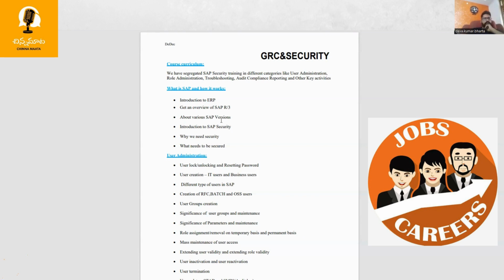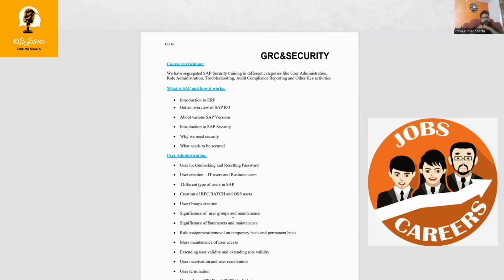Segregation of duties means, if you are an SAP security consultant, you will be restricting all the employees in Big Bazaar. Billing persons will have restriction for only billing. They can't do anything else. Security persons will only check the people who are entering Big Bazaar. So this is in the software IT field.